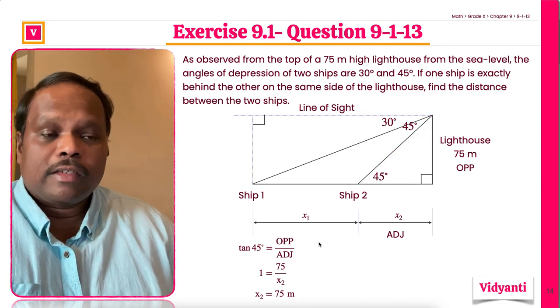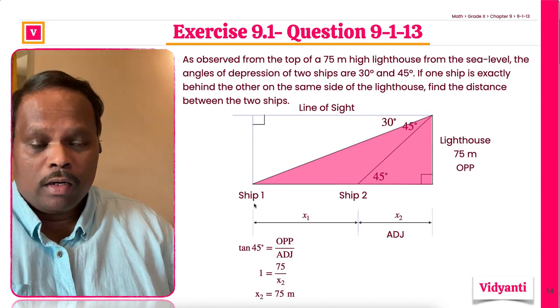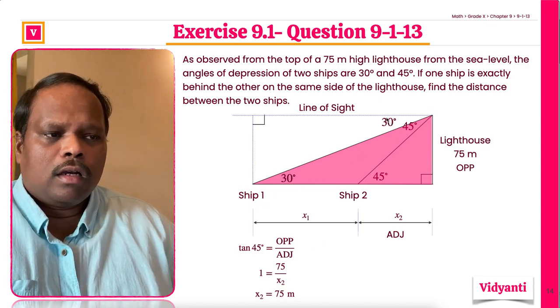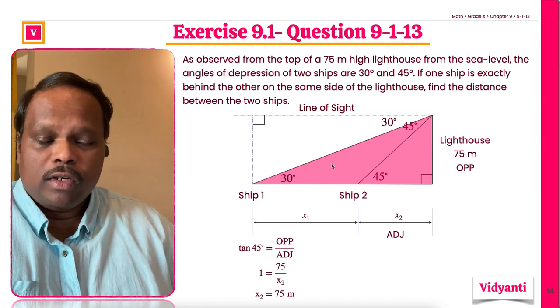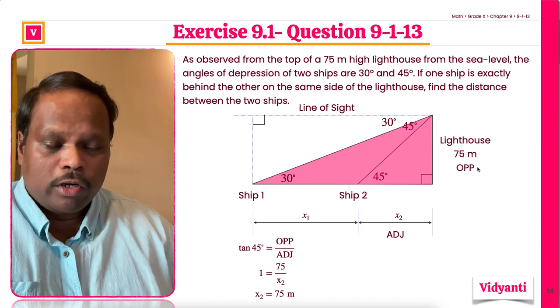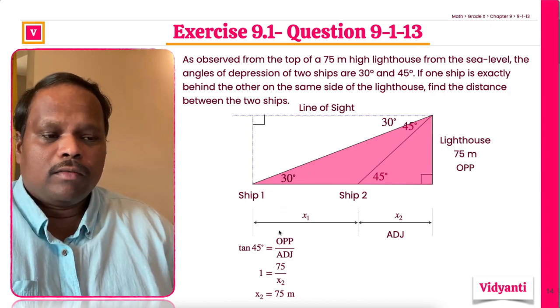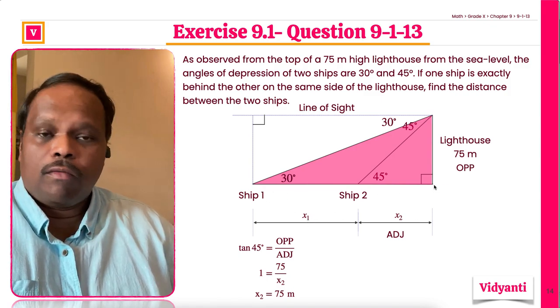Now, let us consider the second right angle triangle, which is the bigger one, involving ship 1. Again, from alternate interior angles, this is 30 degrees, same as this one. For this 30 degrees, the lighthouse is the opposite one more time. And now the adjacent side will be x1 plus x2, this comprehensive distance from the foot of the lighthouse to ship 1. So that would be x1 plus x2.